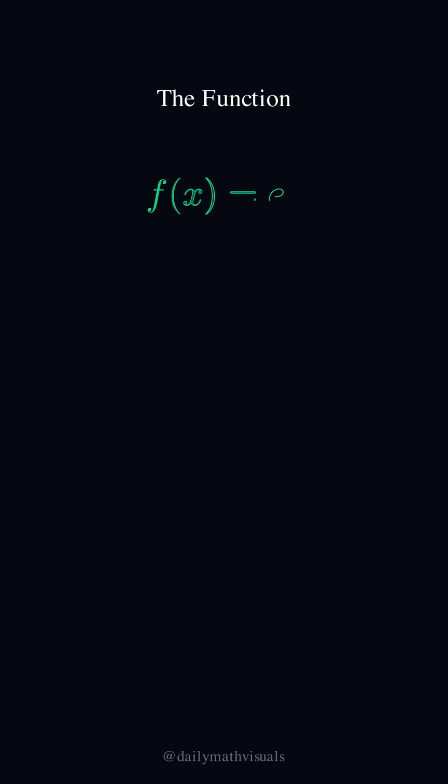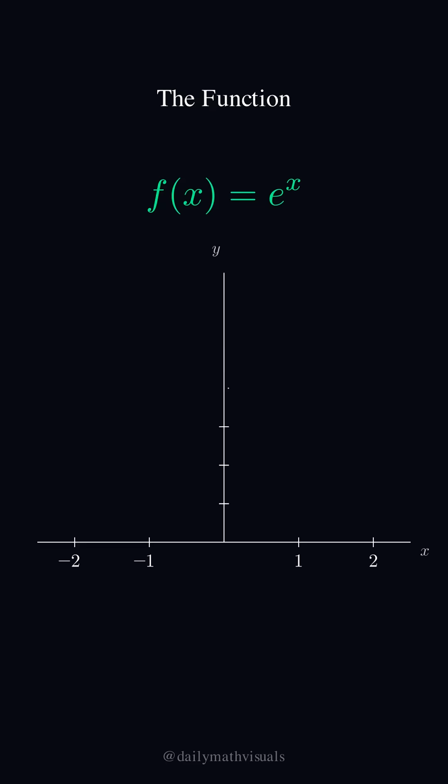Now, when we raise e to the power of x, we get the function e to the x. Let's see what this function looks like on a graph. This is the famous exponential curve. It starts slow, then shoots up really fast.